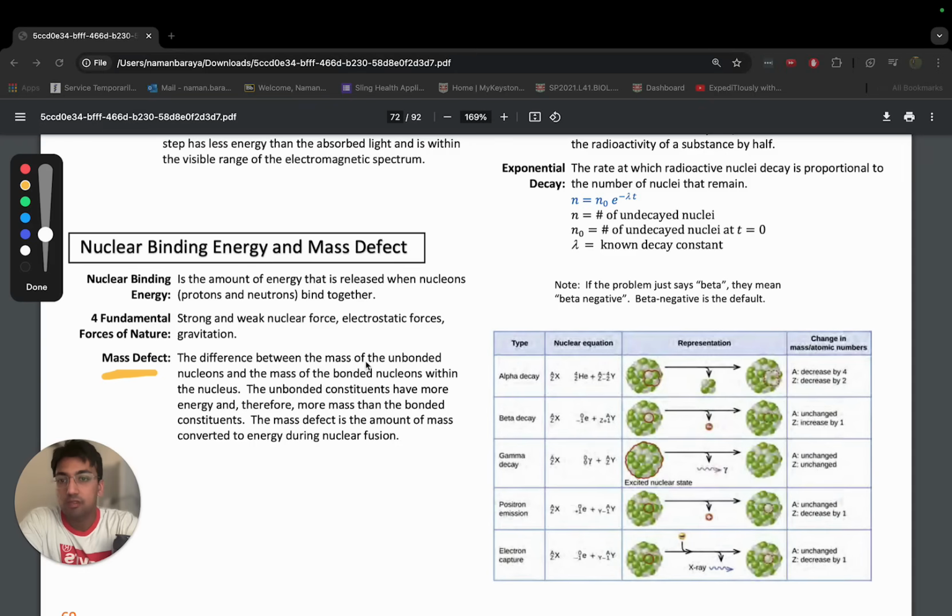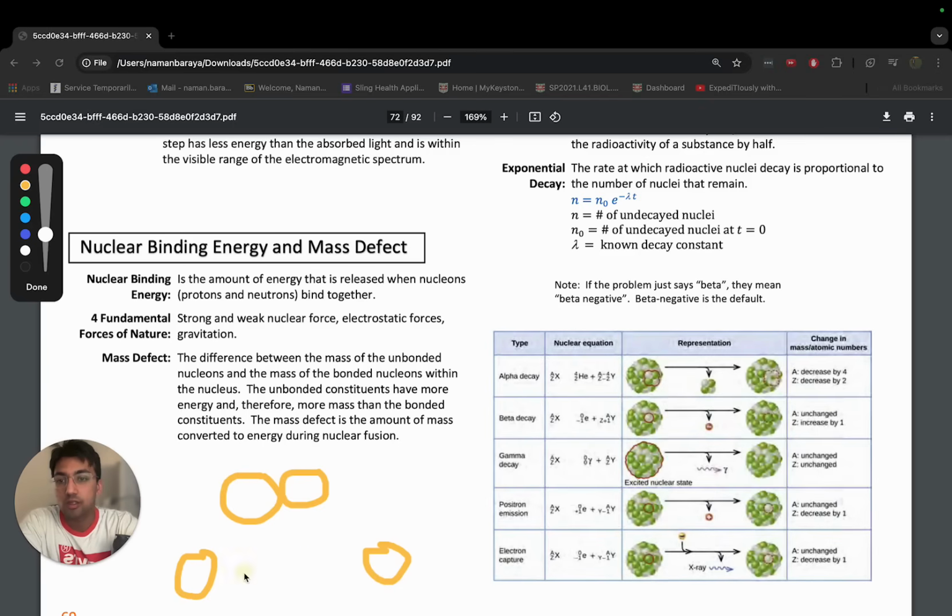Now there's mass defect, and this is just the difference between the mass of the unbonded nucleons and the mass of the bonded nucleons within the nucleus. The unbonded nucleons actually have more energy and therefore more mass than the bonded constituents. It's kind of interesting why there's this difference in mass when a proton and a neutron are right next to each other versus when the proton and neutron are separated.